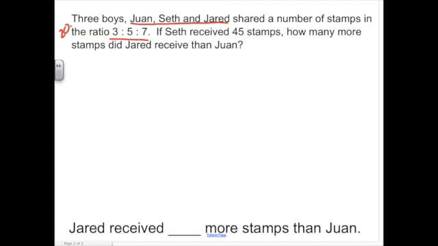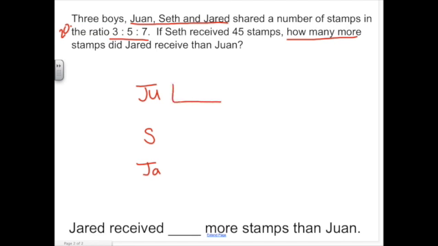So this is going to be a compare problem. And I know this because we set up our ratio. When we're comparing, ratio is always a comparison, so we're always going to set that up as compare. I also want to know how many more, so that also clues me into that this is a compare problem. So Juan, Seth, and Jared. And I have to use their second initial, otherwise I won't know who is who.